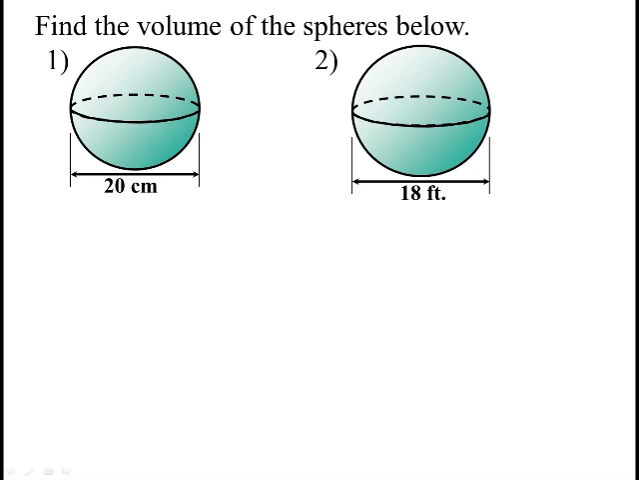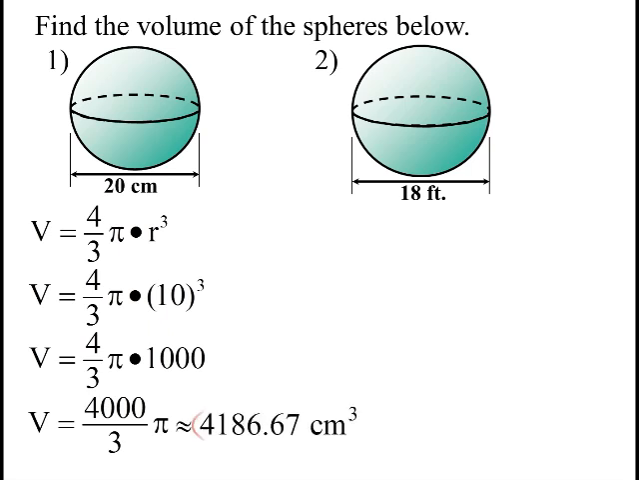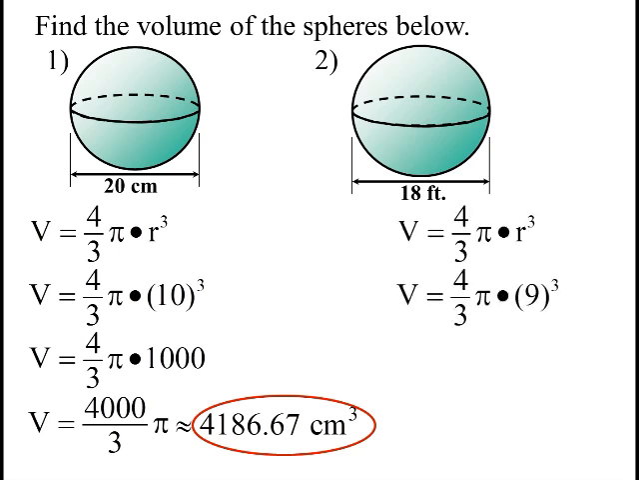So pause the video here and see if you can find the volume of these two spheres. So 4,000 pi over 3 would be the exact answer, and here's a good estimate. Remember, 9 is your radius.